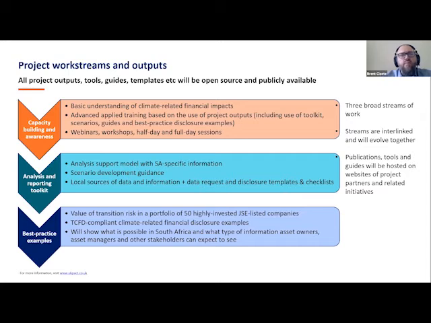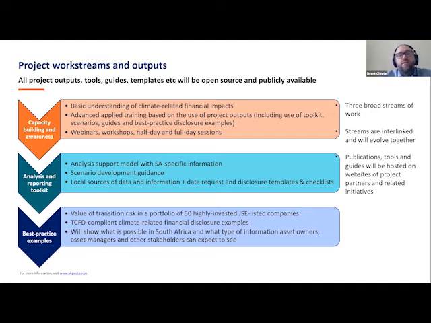And then we're trying to develop a toolkit that can support the analysis of climate-related financial risks and opportunities in South Africa. So this toolkit is both a source of data and information, and also some guidance on how one would actually go about doing a number of these analyses.